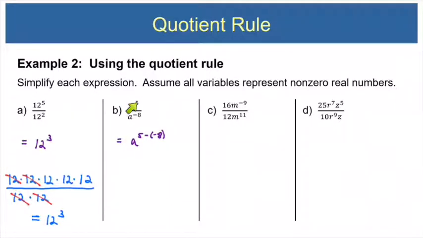It's the top exponent minus the bottom exponent. So 5 minus negative 8. And of course, minus negative is plus, and so this would end up being a to the 13th.